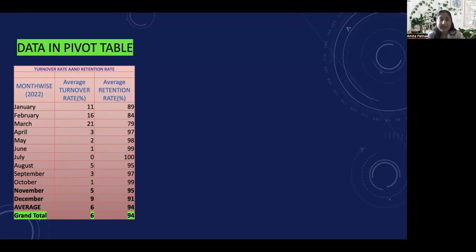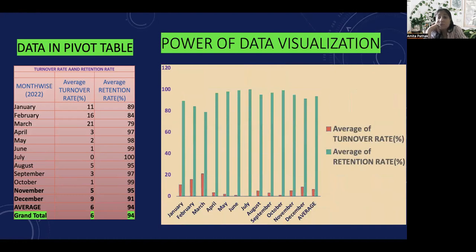In this Excel, what I did here is I converted my data into a pivot table. The same thing is here. What this pivot table is telling me: January to December, average turnover rate and average retention rate. And the same thing, that 6% turnover rate and 94% retention rate in an organization from January to December. Okay. Still, this is meaningful, but still that HR analyst is using his skills to make it more meaningful. How? Let us see. Is that more powerful now? Is that more meaningful now?